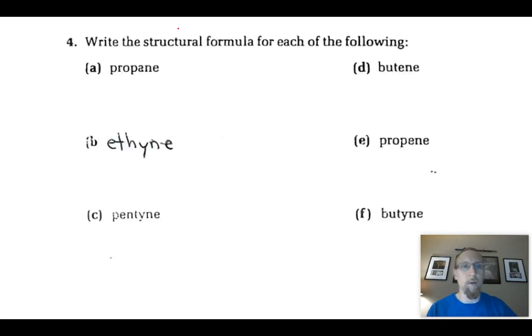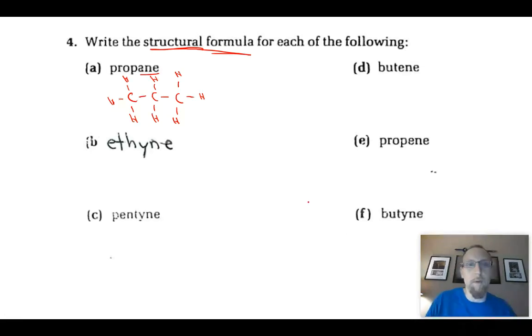The next part, I want you to draw the structural formula. So remember what that is. You're showing the number of atoms of each element, but you're also showing how the molecule looks. So like propane would look like this. Prop, 3 carbons. It's an alkane, so there's no double or triple bond. And then I just fill in with my H's to make sure each carbon has 4 bonds. And that's it. So do the same for the rest of those.